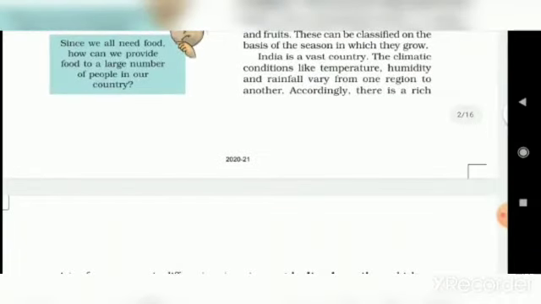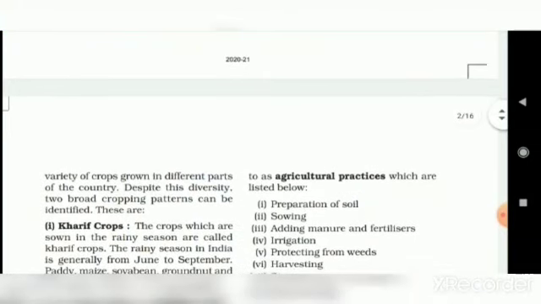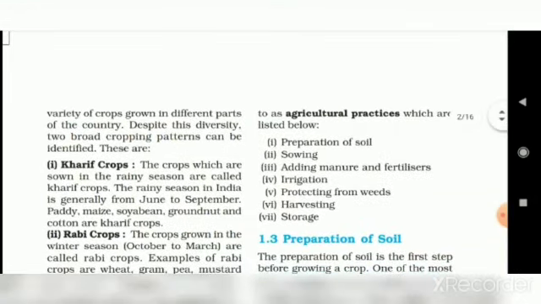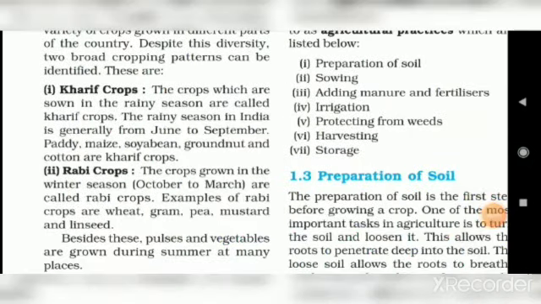Accordingly, there is a rich variety of crops grown in different parts of the country. Despite this diversity, two broad cropping patterns can be identified. These are Kharif crops. The crops which are sown in the rainy season are called Kharif crops. The rainy season in India is generally from June to September. Paddy, maize, soybean, groundnut, and cotton are Kharif crops.